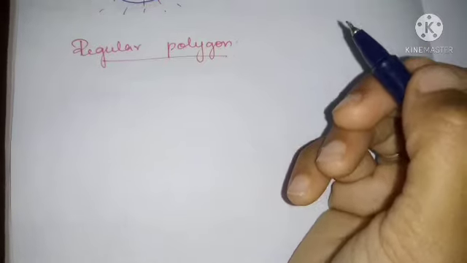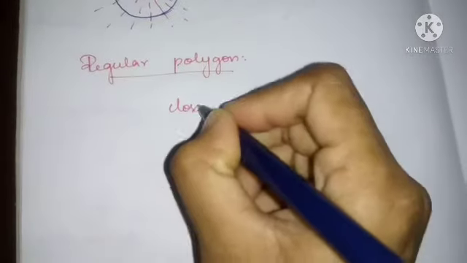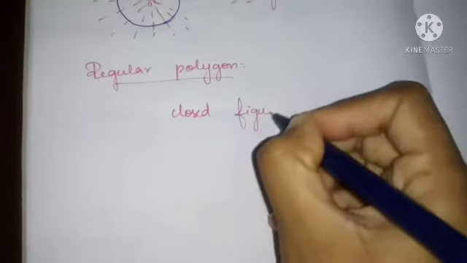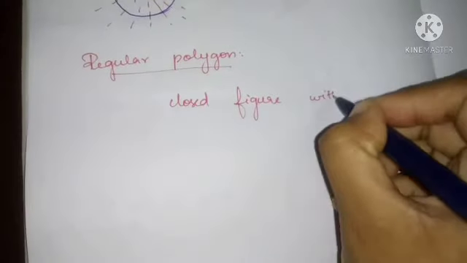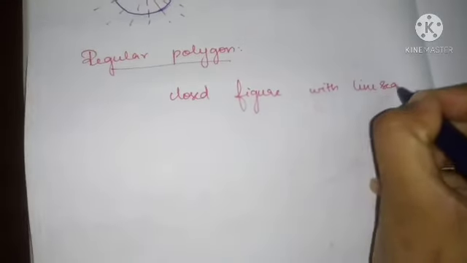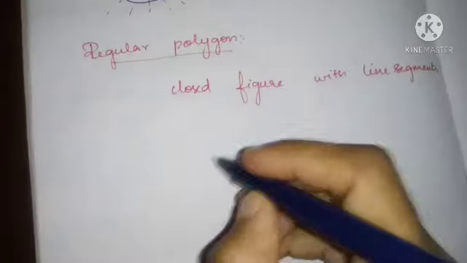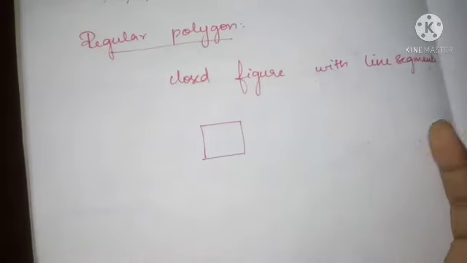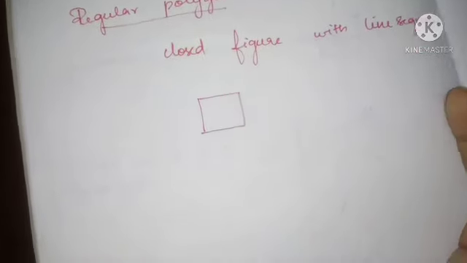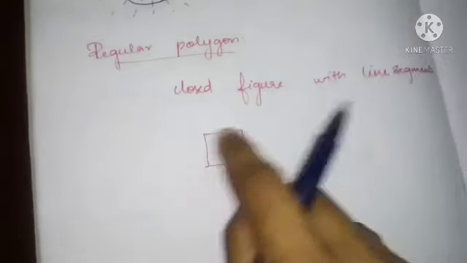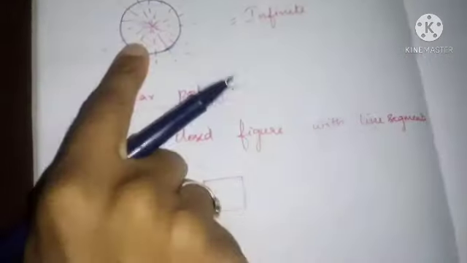Polygon means what? It is a closed figure with line segments. Correct? Square is a polygon, rectangle is a polygon, because it is one closed figure but it is made up of line segments only. Circle is not a polygon.